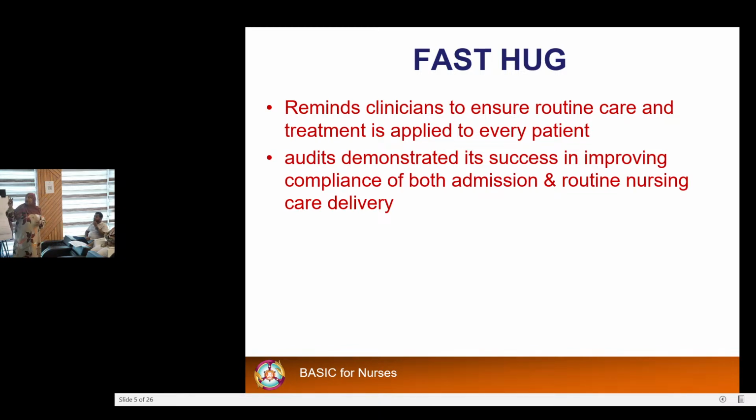So FAST HUG stands for F, feeding, A, analgesia, S, sedation, T, thromboembolic prophylaxis, H, head up, U, ulcer prophylaxis, and G, glycemic control.